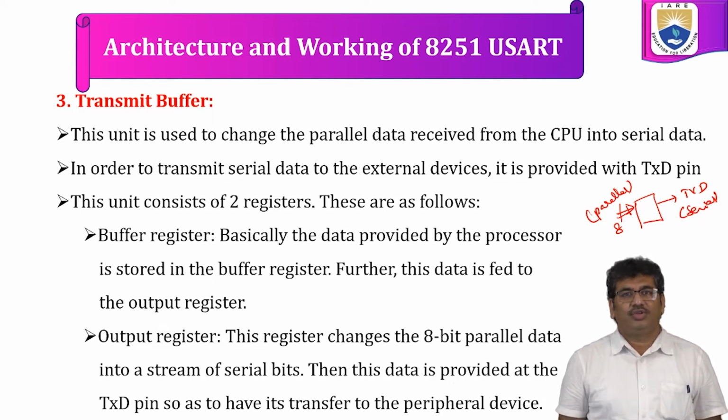This unit consists of 2 registers. They are as follows. The buffer register: basically, the data provided by the processor is stored in the buffer register. Further, this data is fed to the output register. The second register is the output register. This register changes the 8-bit parallel data into a stream of serial bits. Then this data is provided at the TXD pin so as to transfer this data to the peripheral device serially.